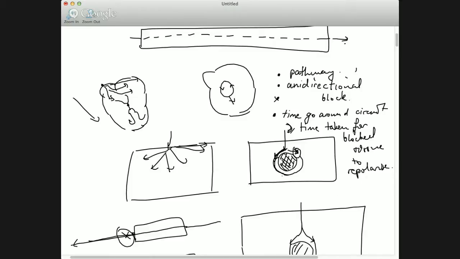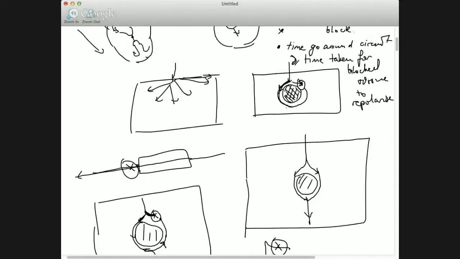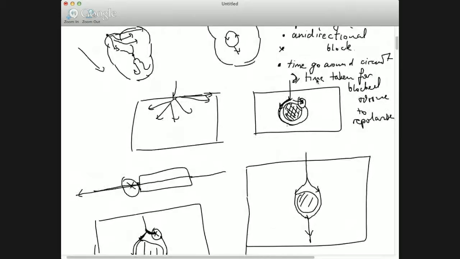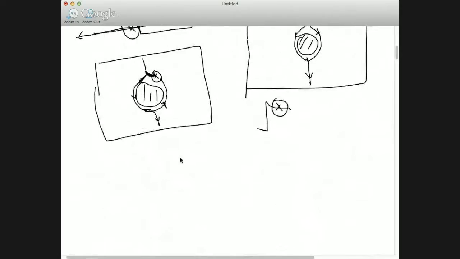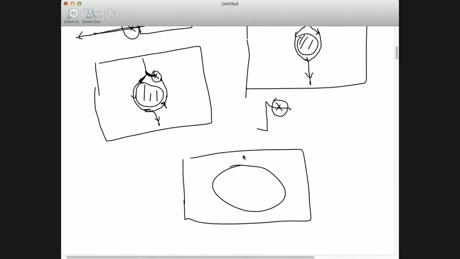So, for this to occur, okay, a few things can happen. You can make the pathway very big. So if you had a very, very big scar, for example, then the distance that the wavefront has to travel is quite high. So that means there may be enough time for the wavefront to go round and round the circuit. By that time, this blocked tissue has already repolarized.